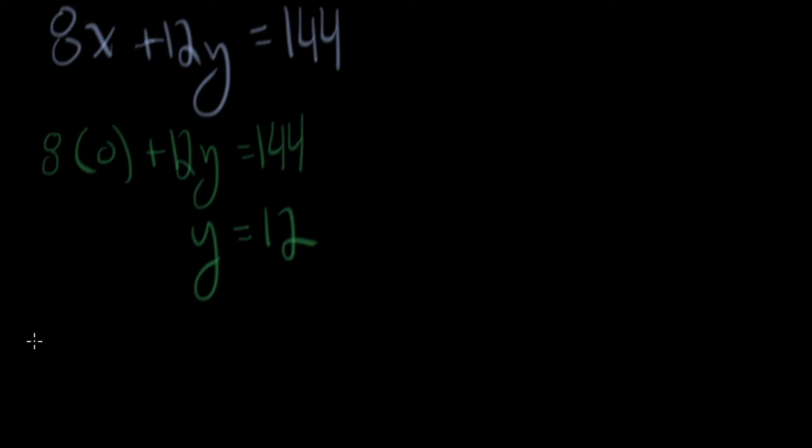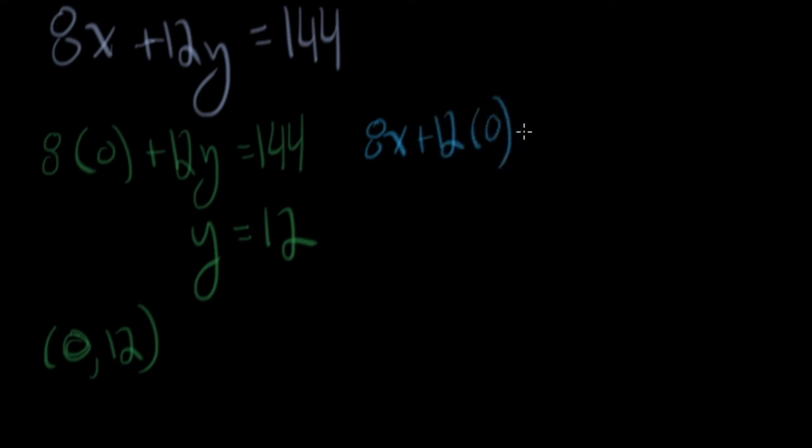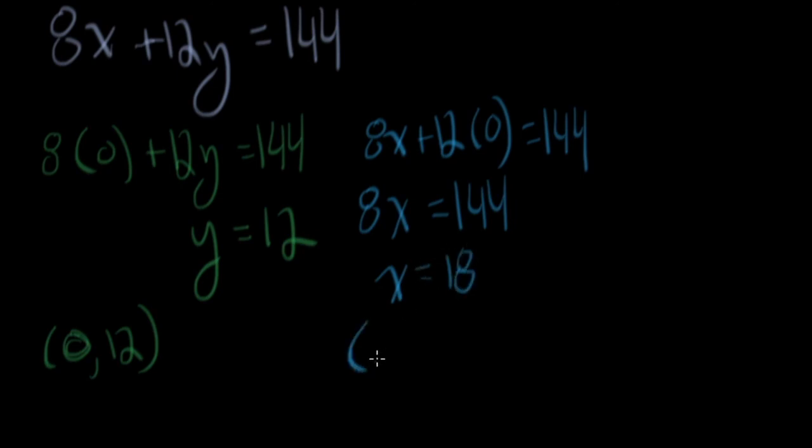So the y-intercept is 12. So when x is 0, y is 12. And then for my other intercept, I'm going to have y being 0. So it's actually just 8x equals 144. So x is going to be 18. So my next intercept is going to be 18, 0. Excuse me. So now we know the different kind of intercepts.